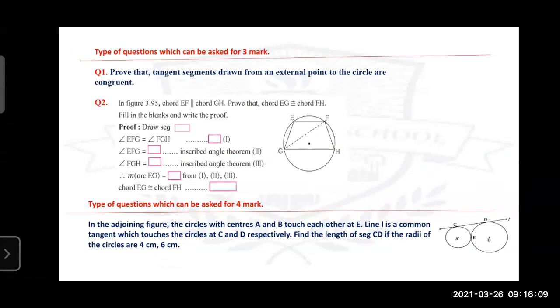Now you have to do one construction here. First you join A to C, B to D and join this. Then show that in these two triangles, the angle C is 90 degrees, D is 90 degrees. Then easily you find the CD length.